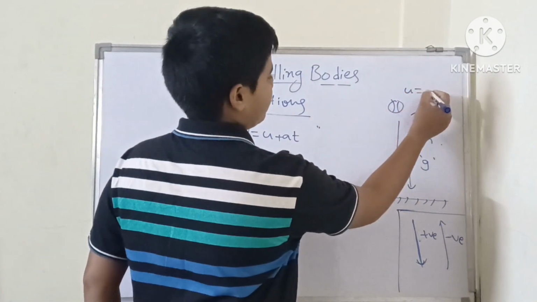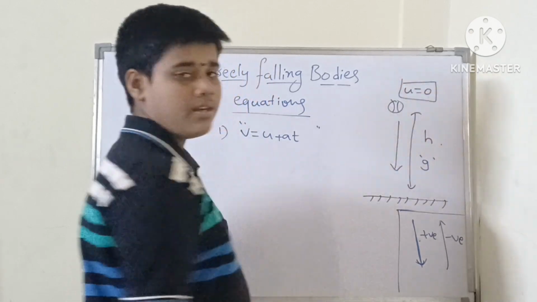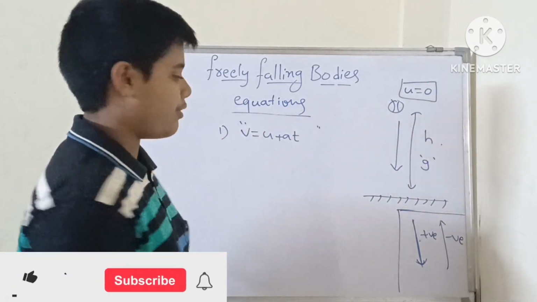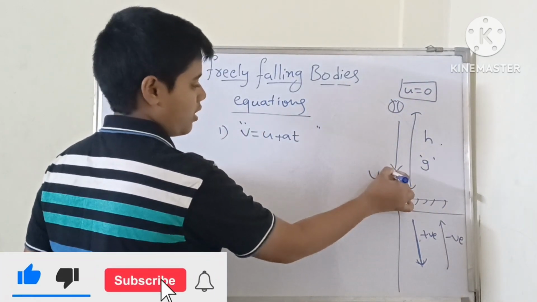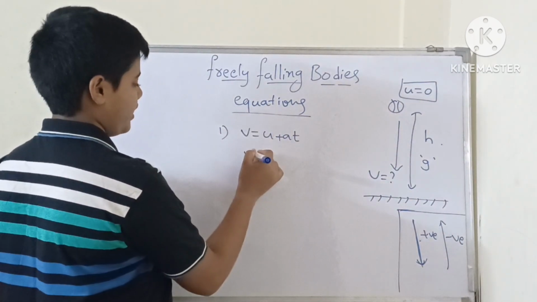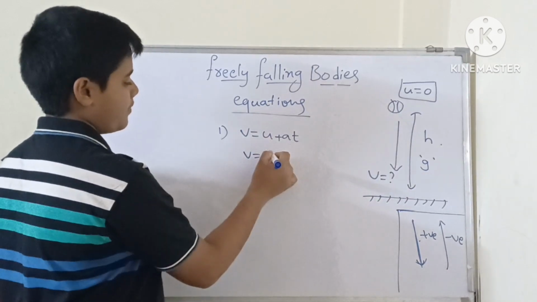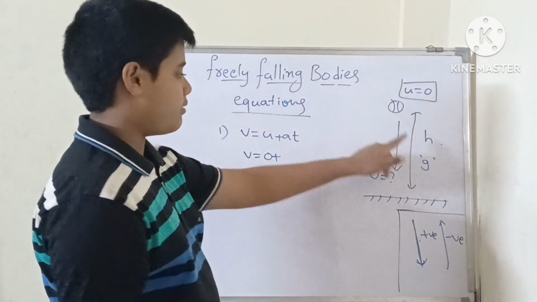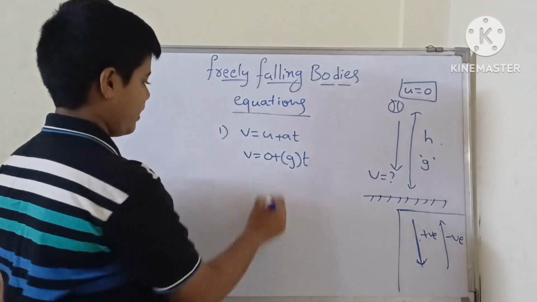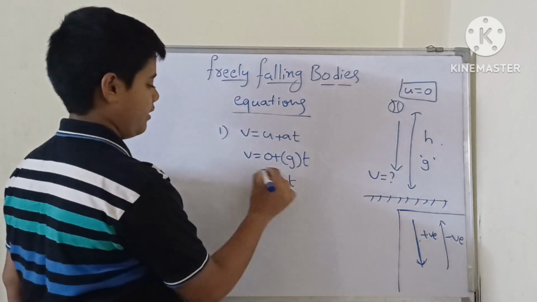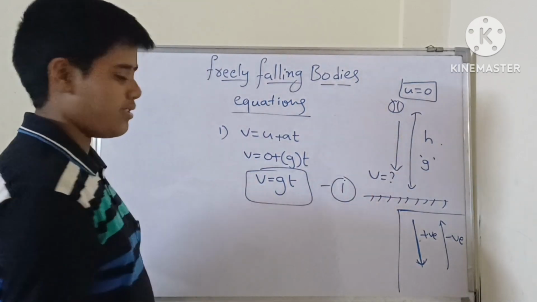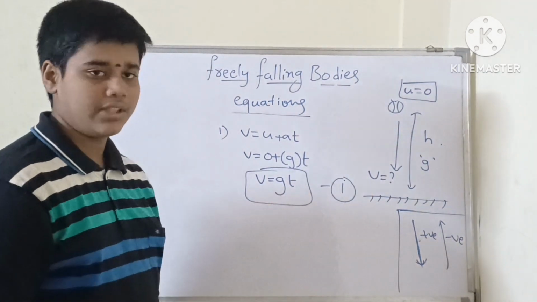Here, a very important point: the initial velocity is 0 because initially we are holding it like this, and then we release it. So the initial velocity is 0, and the final velocity is some constant. Here we have to find the final velocity. So v equals initial velocity 0 plus gravity, which is only downwards, so we take it as positive. So g into t. It becomes v equals gt. Okay. This is the first equation. v equals gt. gt means gravity into time.